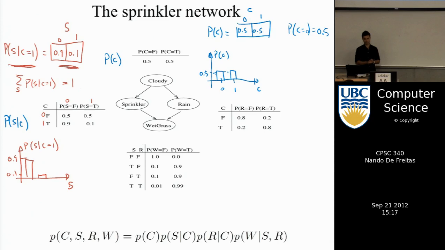One last thing I wanted to add here is that if you want the probability of C and, let's say, S, the joint, then that's going to be a table.